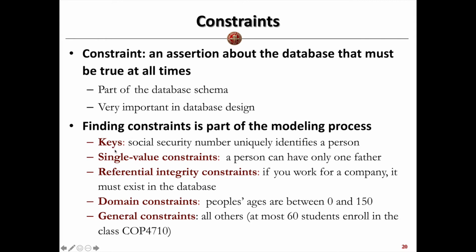Generally, keys will be on some entities. So for example, for a person as an entity, we can use some attribute like a social security number as a key for a person entity, because this social security number can uniquely identify a person.